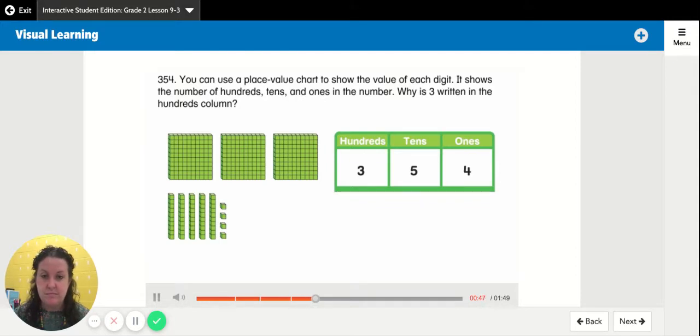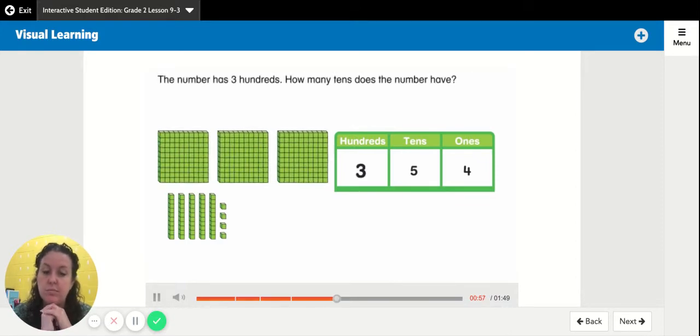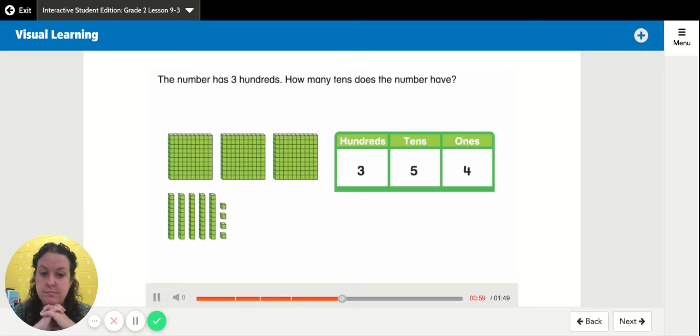You can use a place value chart to show the value of each digit. It shows the number of hundreds, tens, and ones in the number. Why is 3 written in the hundreds column? The number has 3 hundreds. How many tens does the number have? The number has 5 tens. How much is 5 tens? 5 tens is 50. What number is written in the ones column? 4 is in the ones column. The number has 4 ones.